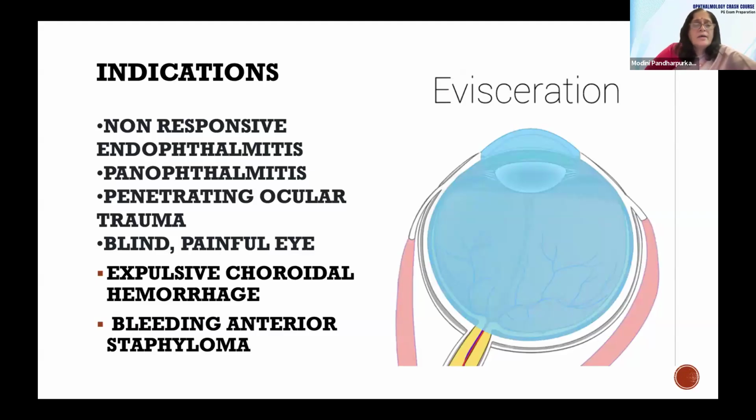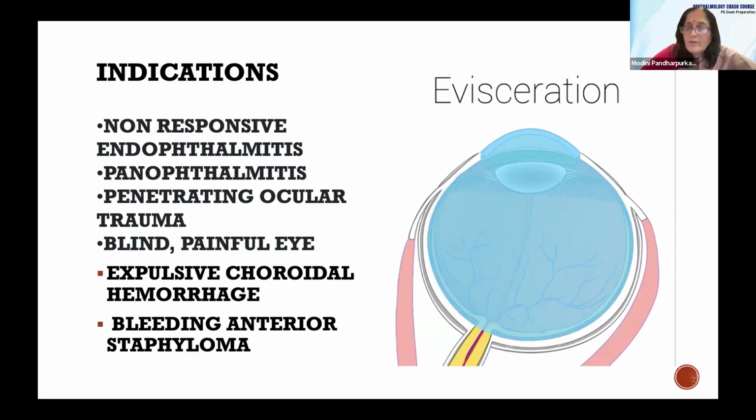So the indications for evisceration are generally non-responsive endophthalmitis, which does not respond to medical management or intravitreal injections, where there is no hope left that the vision can be revived or the eye can be retained. Only then is evisceration taken. So endophthalmitis, sometimes panophthalmitis, where you do a slightly modified procedure called a frill evisceration. I will talk about that later. Another indication is very bad penetrating ocular trauma, where you find the eyeball has already been severed, broken into pieces, and you cannot find the intact shell at all.